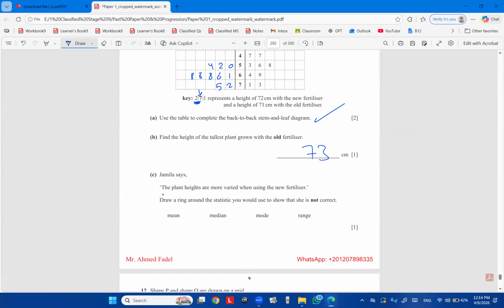Jamila says the plant heights are more varied when using the new fertilizer. Draw a ring around the statistic you would use to show that she is not correct. What would you use? Once you see that they're talking about variation, whether they say it's more varied, less varied, more variable, less variable, it doesn't change that much, the data doesn't change, or the data changes a lot, that definitely means you're talking about the range. So range is the one that you should use in order to determine if she's correct or not correct.